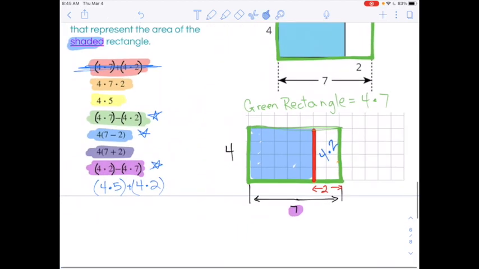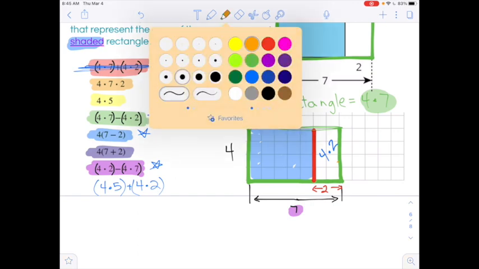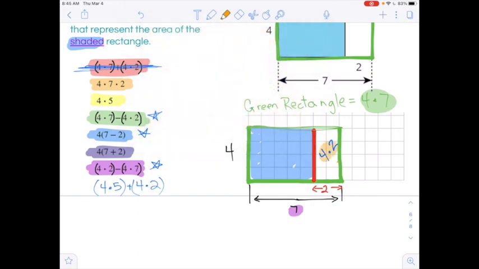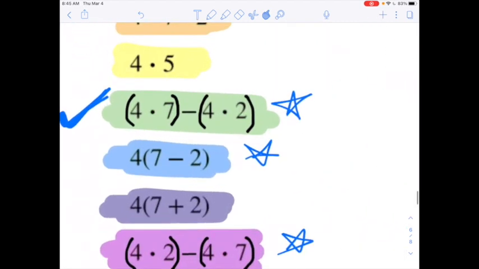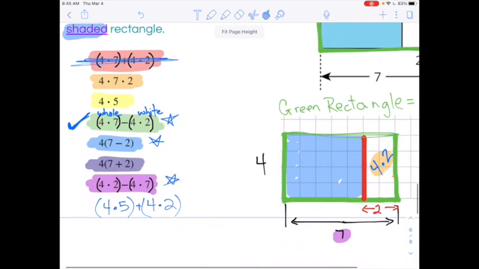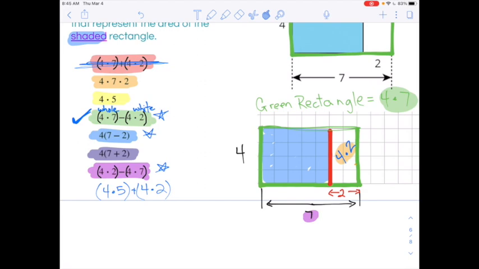So let's take a look at what we have for an option here. We could start with the whole green rectangle, which was 4 times 7, and then cut off the white part, which is 4 times 2. That's a takeaway. That's the green one. The green one is a true statement. If we took the whole rectangle, 4 times 7, and we took away the white rectangle, we'd be left with the blue. So that one is right. Okay? So what about the blue one?